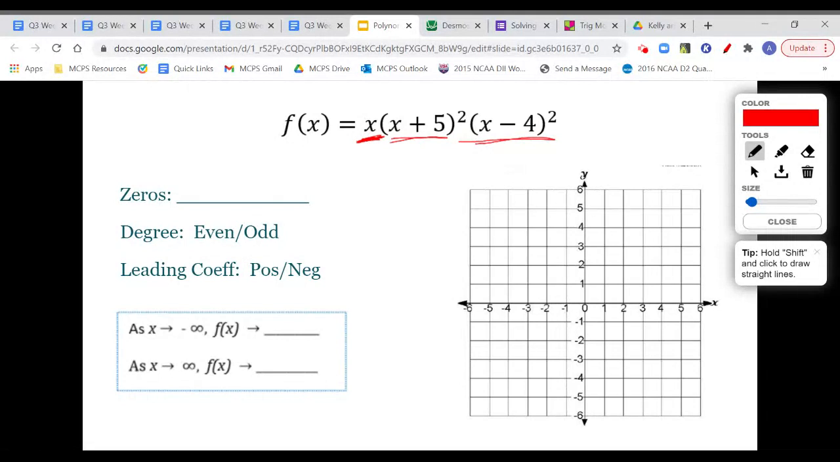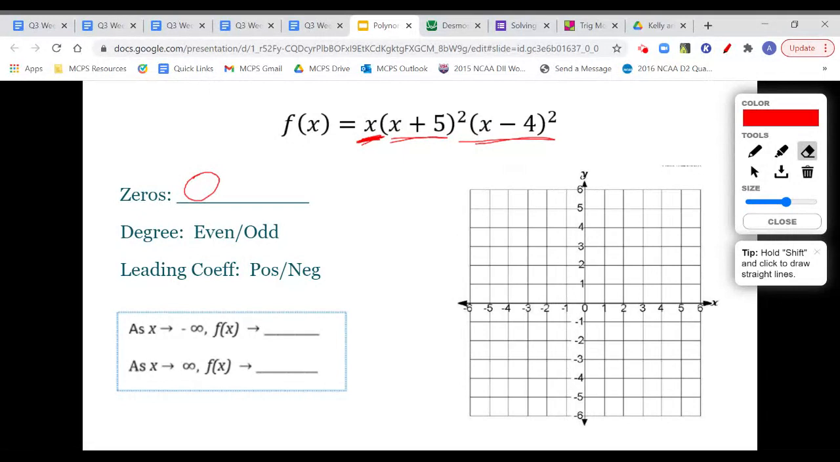So that indicates to me that my zero will be 0. Please don't forget to look at a factor that's just a monomial. It just has one term. Not every factor is going to be a set of parentheses with two terms in it. So if you have that x out in front, that's going to indicate that I have a zero of 0.